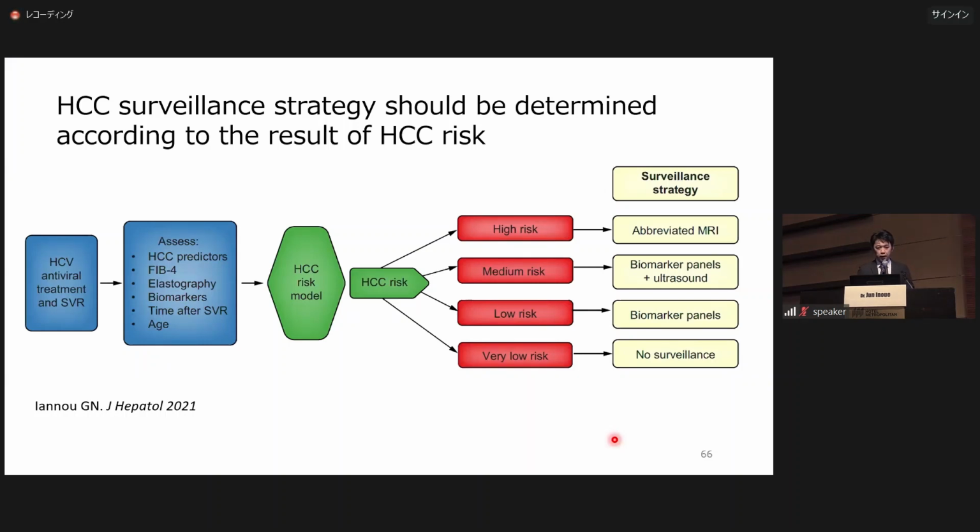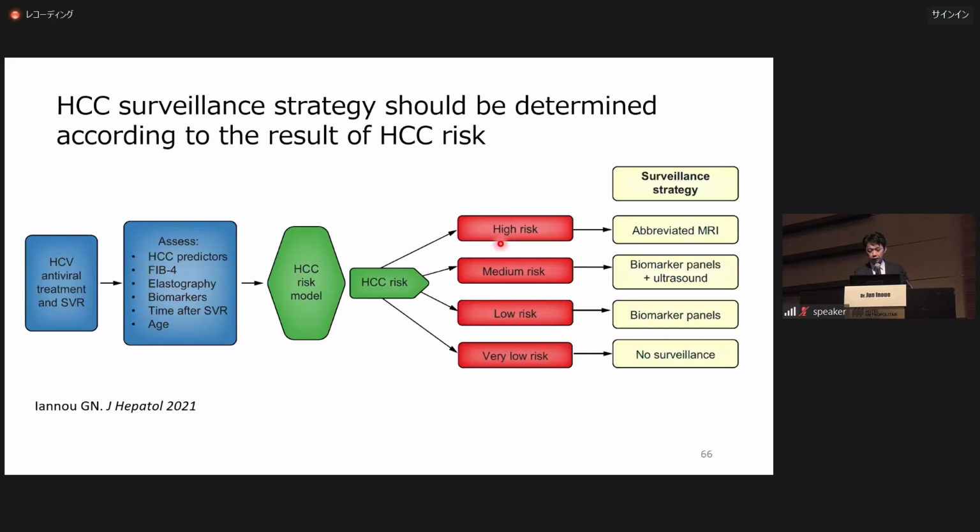This shows the HCC surveillance strategy. We should assess not only fibrosis, but also HCC risk directly using HCC predictors, elastography, biomarkers, time after SVR, and age. These are taken into the HCC risk model, and risk should be stratified.